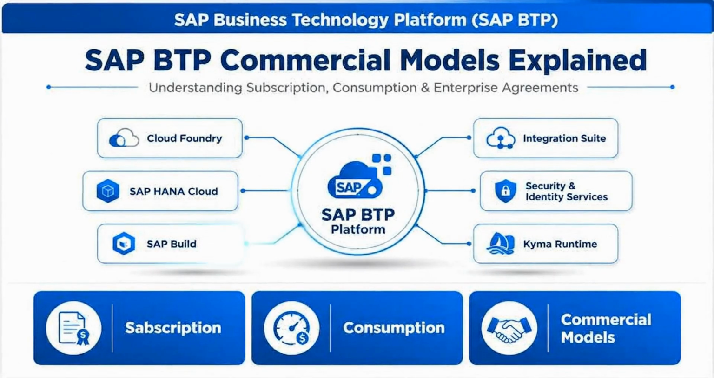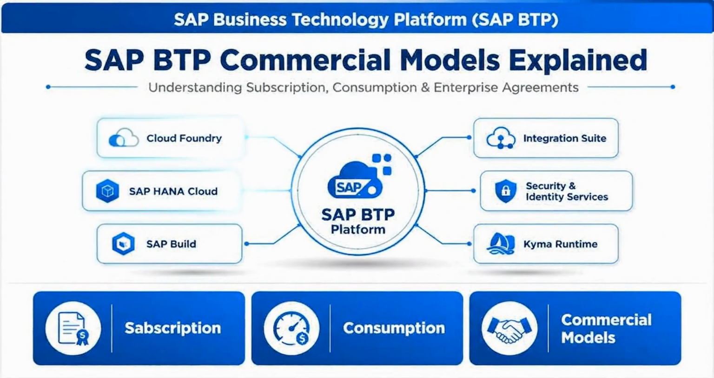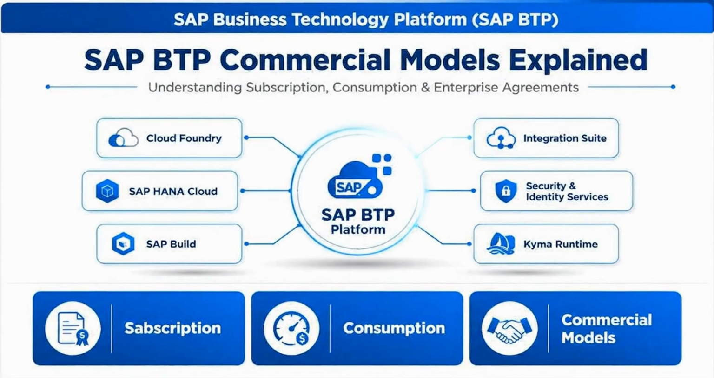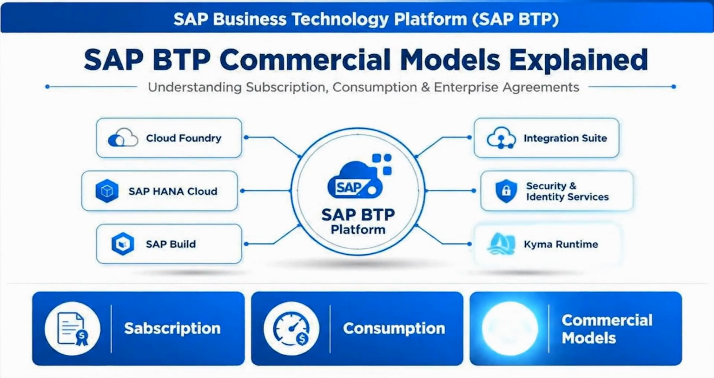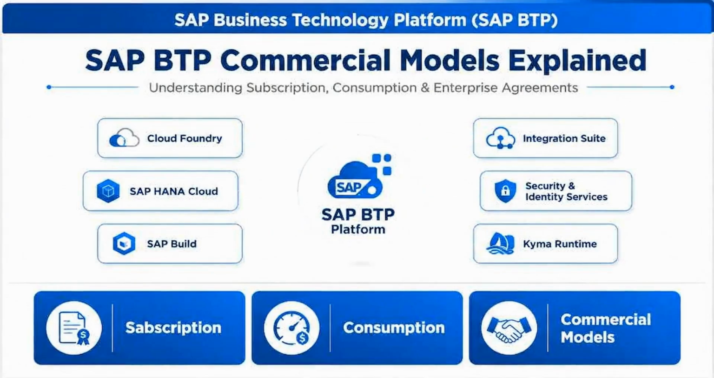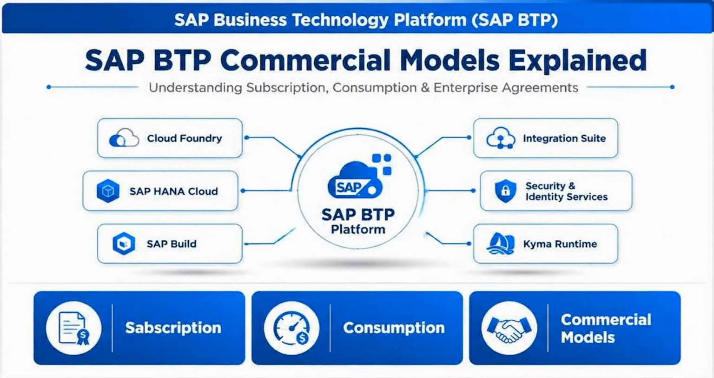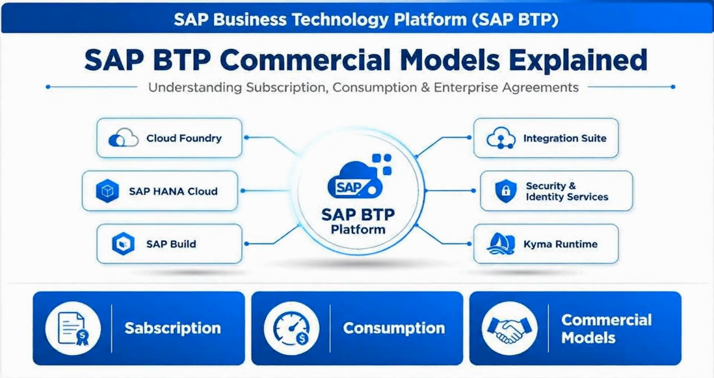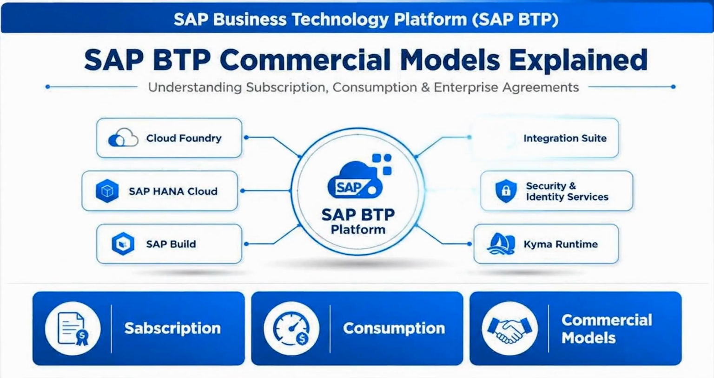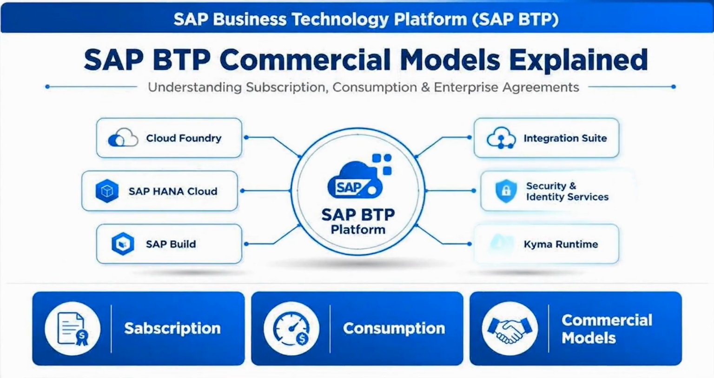Today we're answering a question that every SAP BTP architect gets asked in the very first customer workshop: how do we actually pay for BTP? You've built your solution diagram, you've picked your services, Cloud Foundry, HANA Cloud, Integration Suite, and then the CFO walks in and asks, subscription or consumption? And if consumption, which one? By the end of this video, you'll be able to answer that question like an architect.